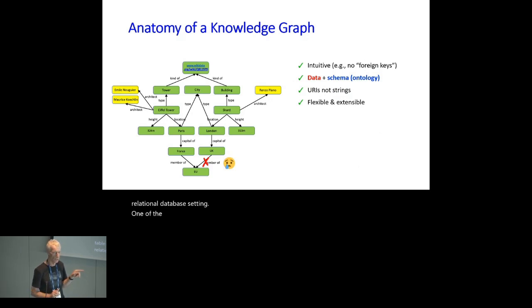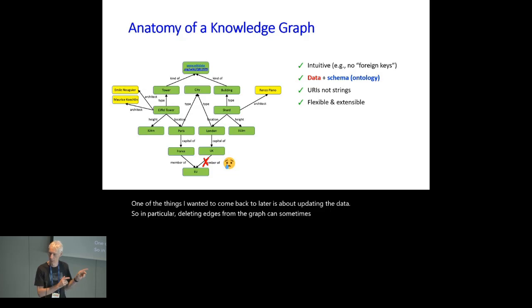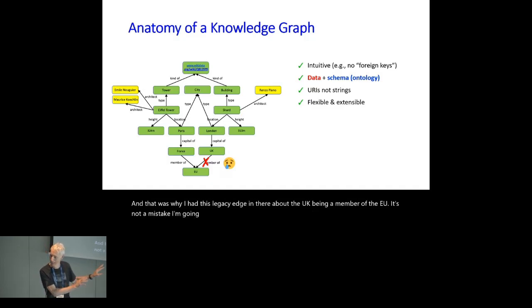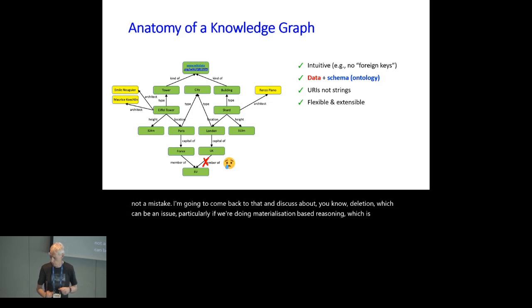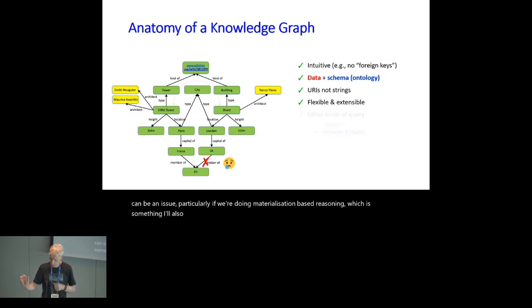One of the things I wanted to come back to later is about updating the data. In particular, deleting edges from the graph can sometimes be an issue. That was why I had this legacy edge in there about the UK being a member of the EU. It's not a mistake. I'm going to come back to that and discuss deletion, which can be an issue, particularly if we're doing materialization-based reasoning, which is something I'll also cover a bit later.